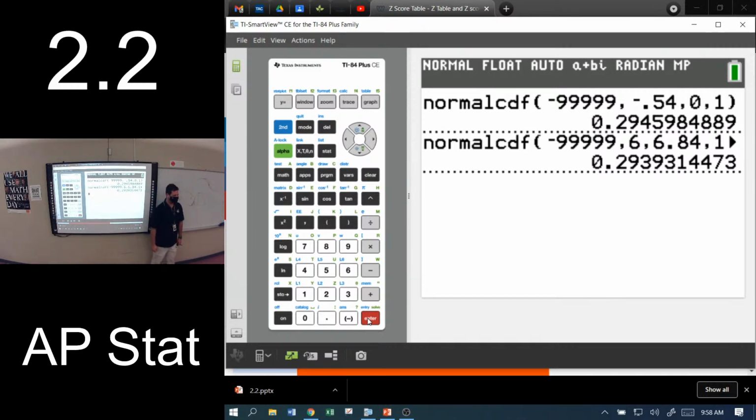Y'all okay? Because we know you used your calculator or you used your table. You wouldn't put use table A and find this. You would just put it. So don't put normal CDF and then put it. Just put the value.